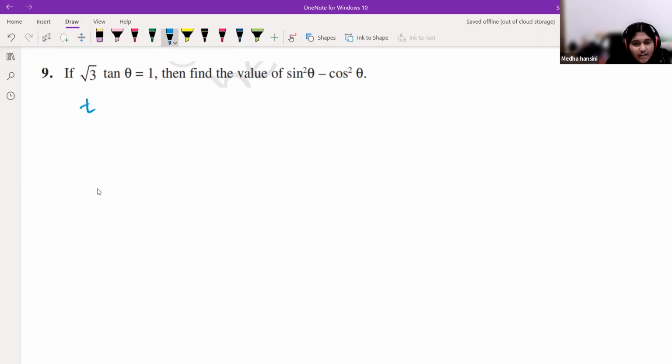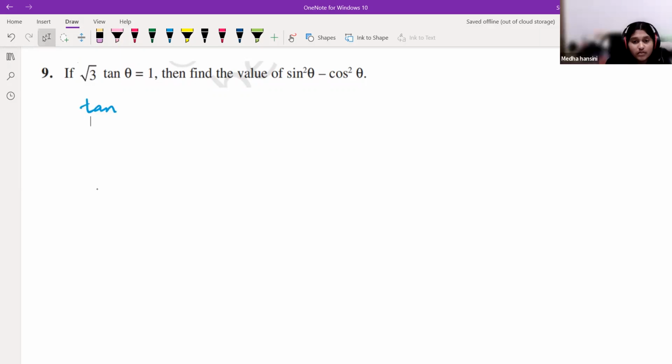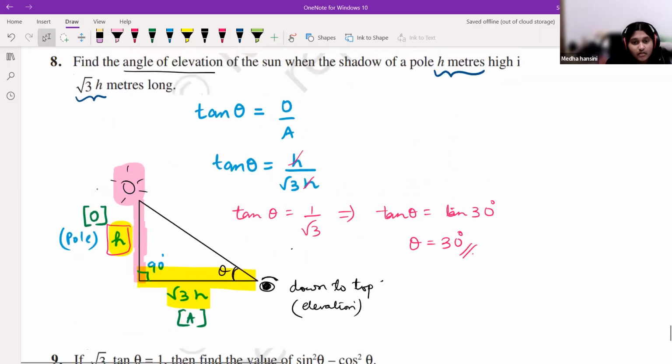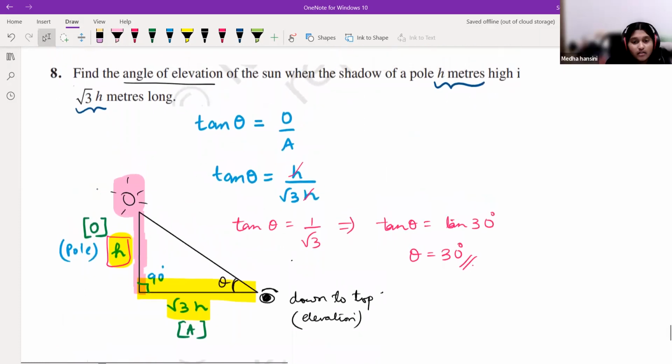Can we take elevation as a hypotenuse? Tell once again, a bit louder. Elevation, we can take elevation. You told no, sir, before the question, elevation as hypotenuse. Are you talking about question number 8 or 9? Which one?